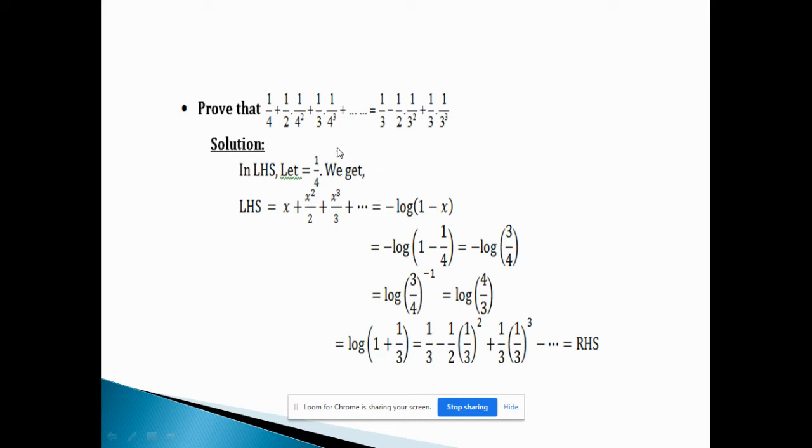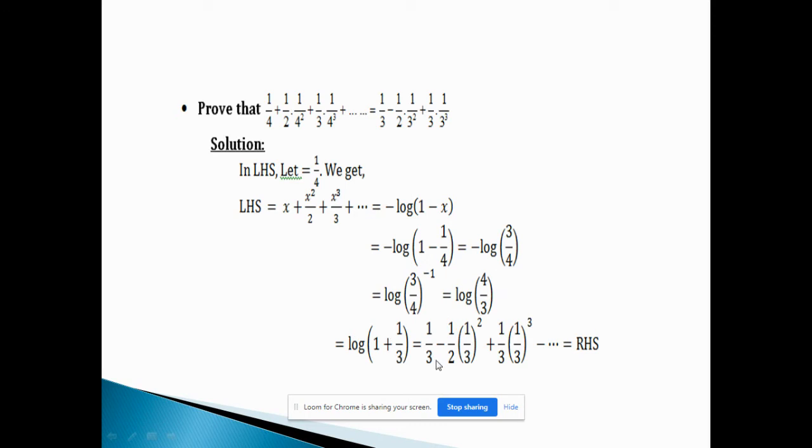So we can substitute x equal to 1 by 4. So the given series becomes x plus x square by 2, x cube by 3 and so on. So the sum of the series is minus of log 1 minus x, and replace x now and simplify, we get log of 4 by 3. So now, log of 1 plus 1 by 3 equal to, we can rewrite log of 4 by 3 as 1 plus 1 by 3.